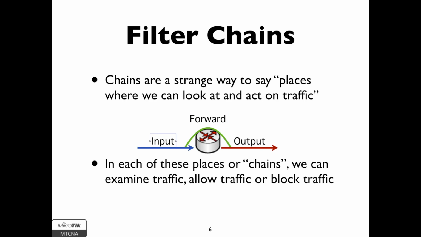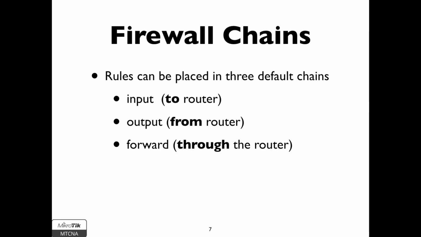A little bit of summarization about what we talked about before. That is that when we are creating firewall rules, they can be placed in one of three default chains. The input chain, which is all packets that are going to the router. The output chain, that is packets coming from the router, and we won't do much with the output chain. And the forward chain, that is for packets that are going through the router.